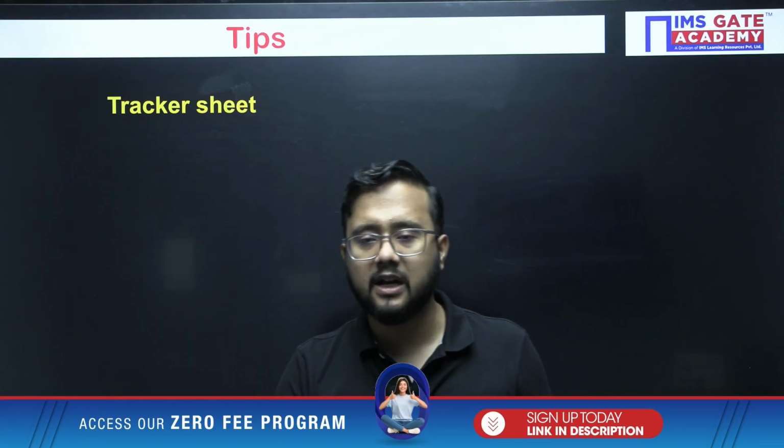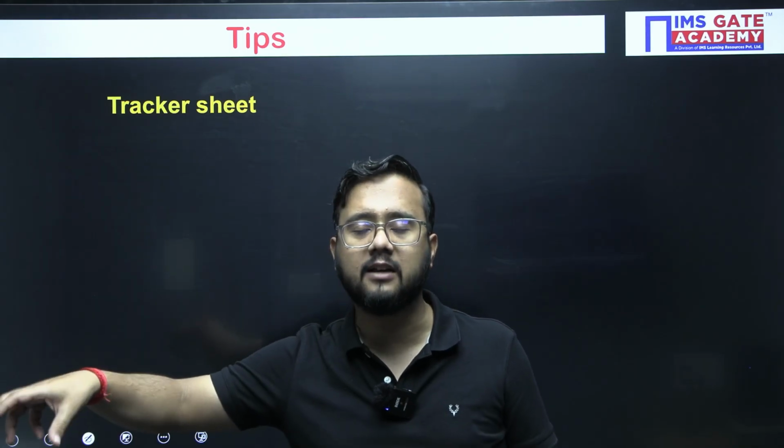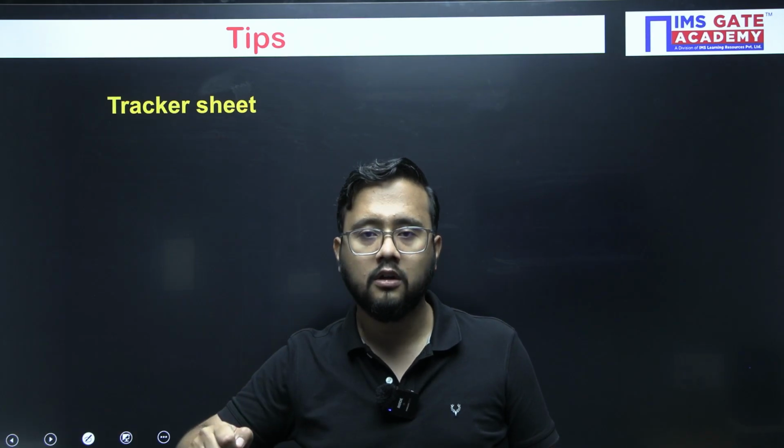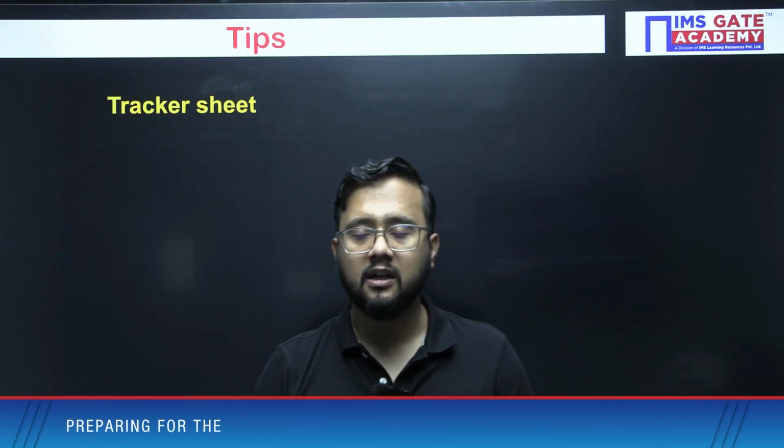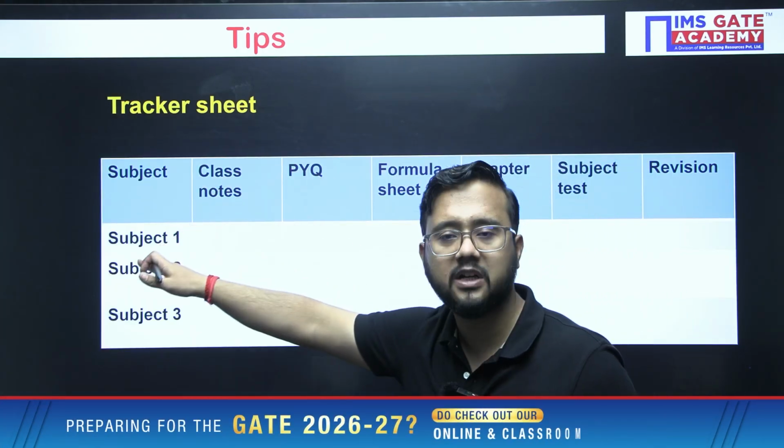Let's suppose this is April month. After August month, at the month of September, where I am standing in my preparation level, who will tell you? For that, you need to create a tracker sheet. In that tracker sheet, what will I be doing? I will mention the subject. Let's suppose subject 1, thermodynamics.